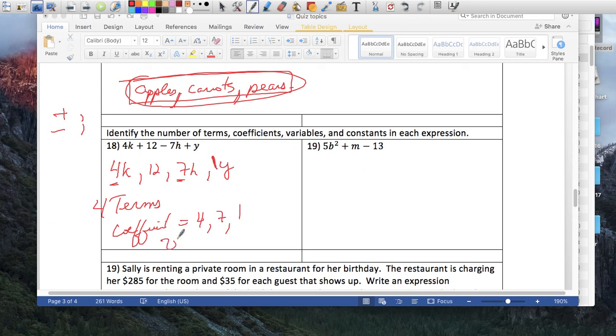Are there variables? Yes, there are. Variables, I have a k and an h and a y. Are there any constants? Any numbers all by themselves? Yes, there is, right here, the 12. And that would be my constant for that expression.